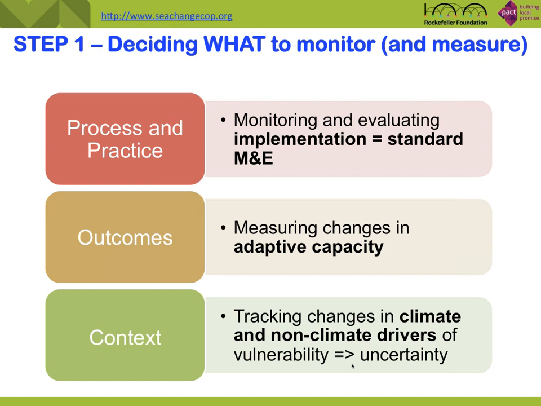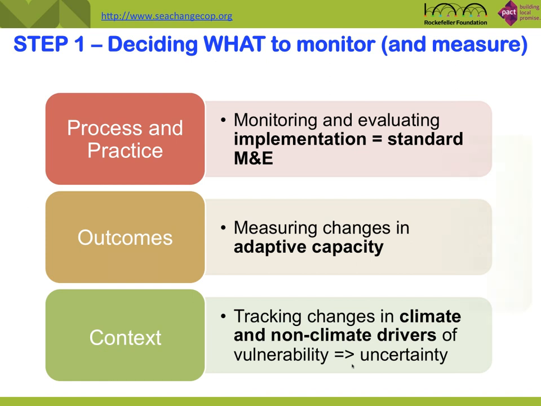So by tracking changes in both climate and other drivers of vulnerability and assessing changes in adapting practices and outcomes in light of these contextual changes, we can test how robust our strategies are as actual adaptation strategies to climate and other risks. So it's not just measuring these three different levels or types of information in isolation, it's very much looking at whatever comes out of those and holding them up against each other to see where they are. And very importantly, if for whatever reason we have embarked on maladaptation, hopefully this type of monitoring will also help us detect that.